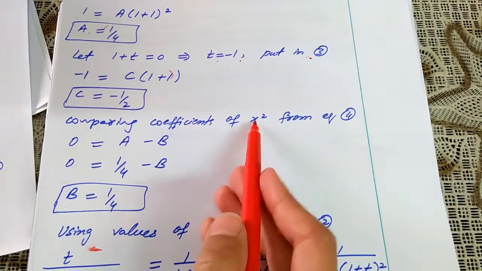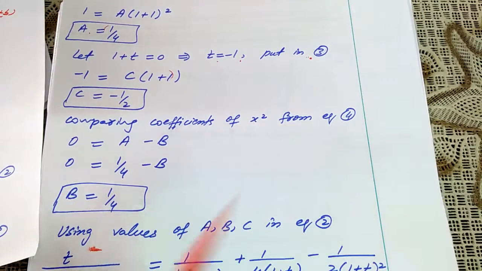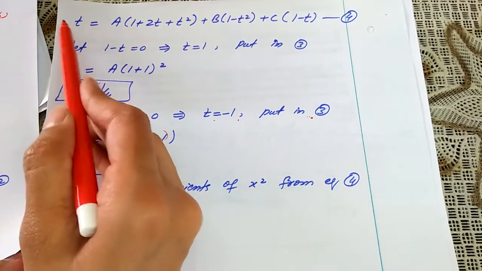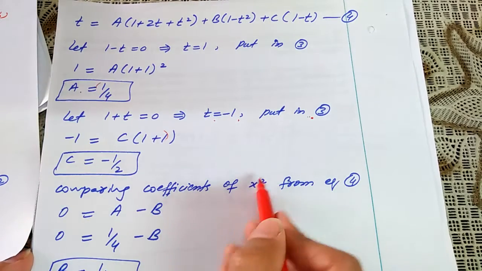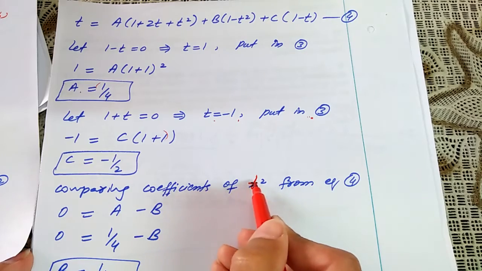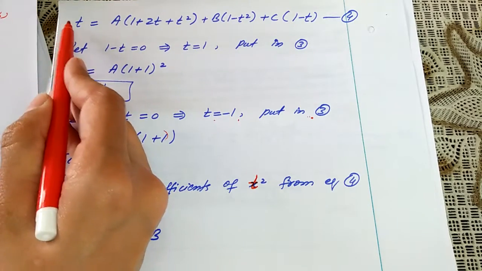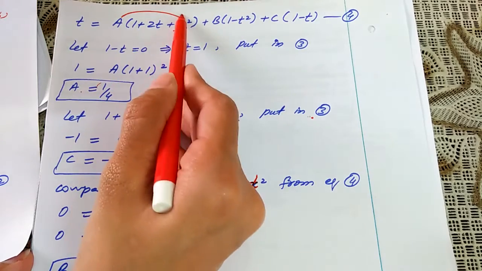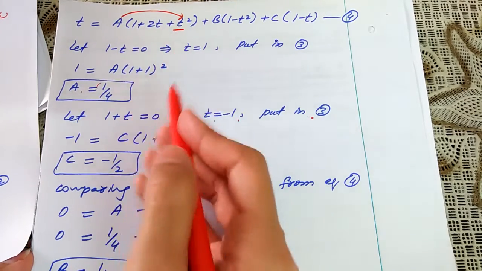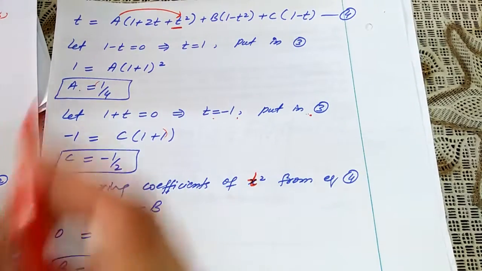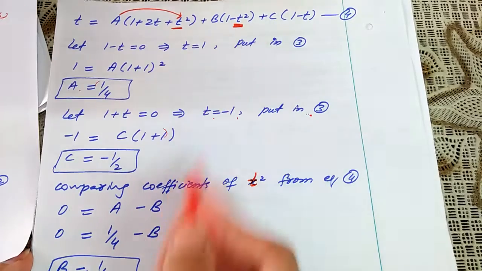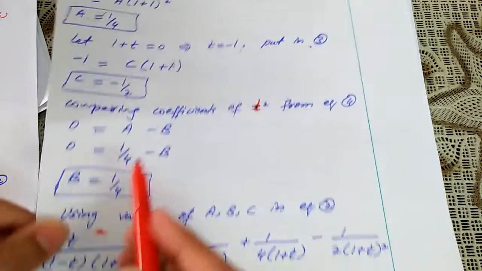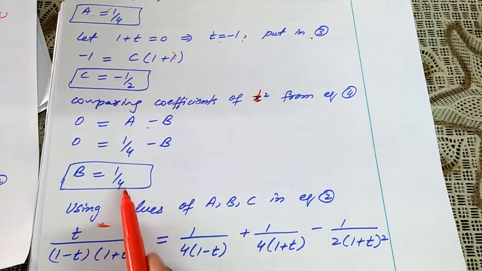So just compare the coefficients of t square from equation number 4. Our equation number 4 is this. Comparing the coefficient of t square, we don't have a t square term here, so just write 0 here. On the other side we have t square terms. If we multiply a with this, I will get a t square, so the coefficient of t square will be a. And the coefficient of t square here is minus b. So put the value of a here, and after simplification I will get the b value.